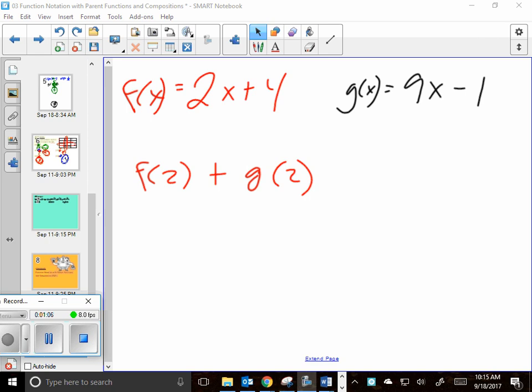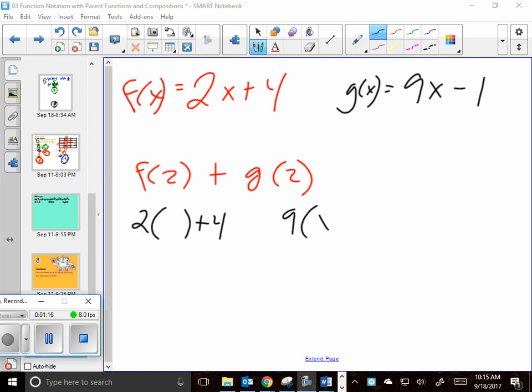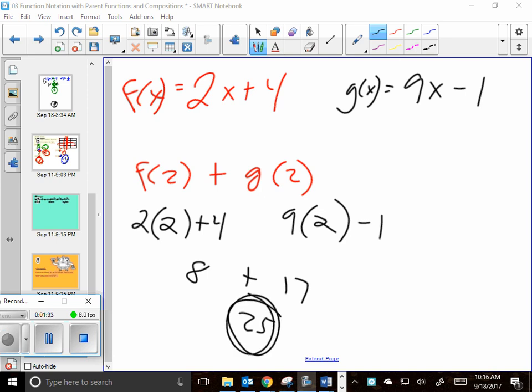Okay, should have said f of 2. You stick the 2 into the f function. Notice I'm going to write the f function with an empty spot where the variable is. And then I'm going to do the same thing with the g function with an empty spot where the variable is. And now I'm going to drop in what they told me. They told me to put in 2 for this one and 2 for that one. This one becomes 4 plus 4, which is 8, plus that one becomes 9 times 2 is 18, minus 1 is 17, and 8 plus 17 is 25. Raise your hand if you had 25.